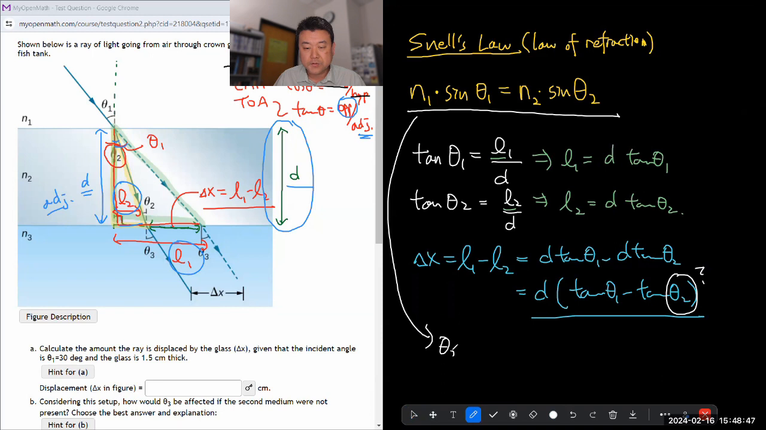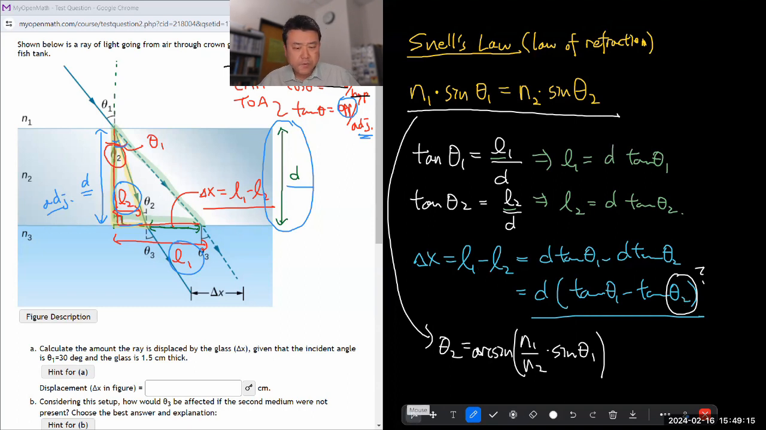So theta 2 is equal to, or let me put it this way, it's going to be N1 divided by N2 times sine of theta 1. Now, that's not theta 2. That's the sine of theta 2. So you have to put this through arcsine. So that's arcsine of all of that. Plug that in here. Then you can get that.